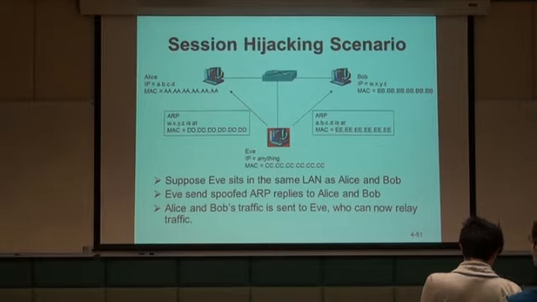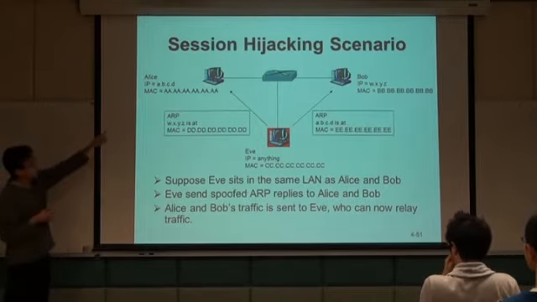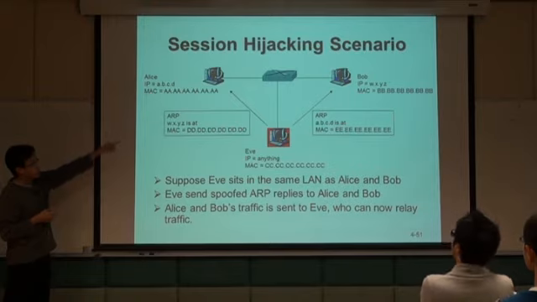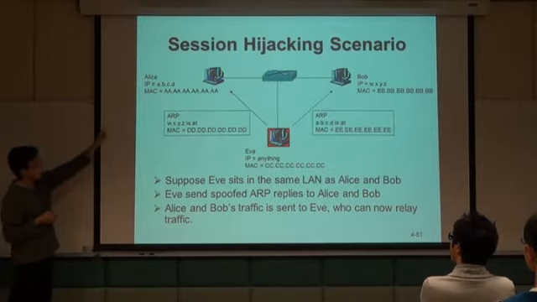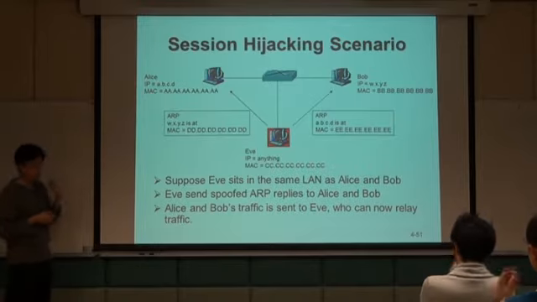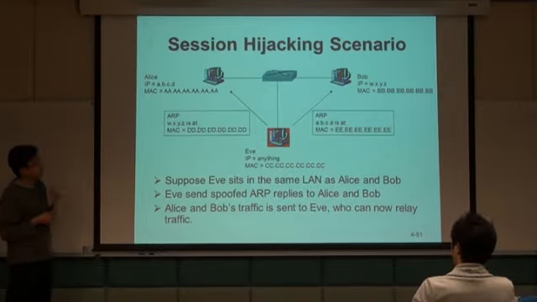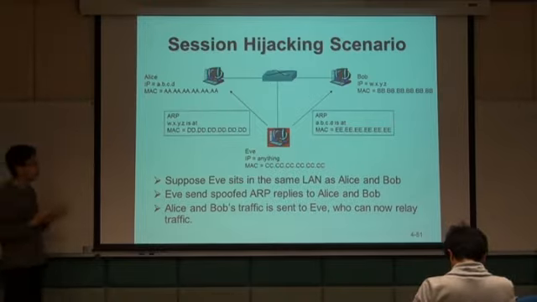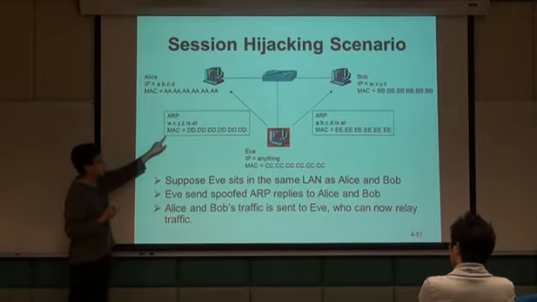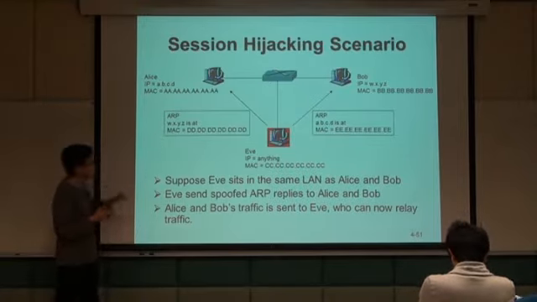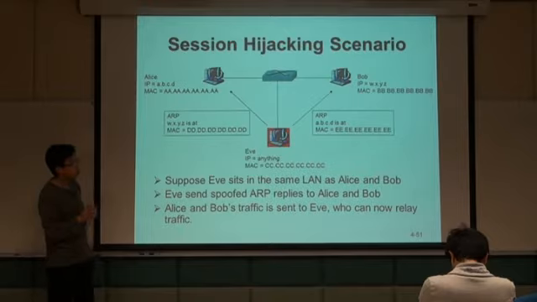Now, notice that the MAC address is not Eve's MAC address. I will show you a reason why. But in any case, the whole idea is you send the spoofed ARP to A and B with a different MAC address. Supposedly Alice should receive a correct ARP with WXYZ and Bob's MAC address, but this time it received something different. And the same thing goes for ARP to Bob.